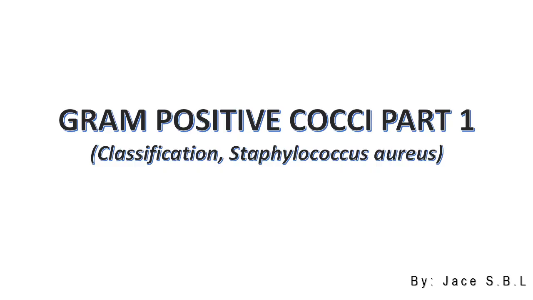So in this video, I'm going to look at the gram-positive cocci. This is part 1, where I'm going to look at the pathogenic Staphylococcus species and classify them, and then mainly we are going to jump into Staphylococcus aureus. And as usual, I've also added some practice questions at the end of this video to see whether you've understood. With that being said, let's jump into it.